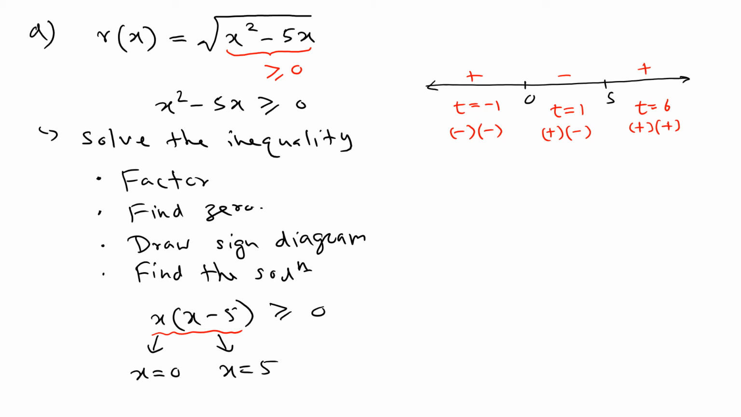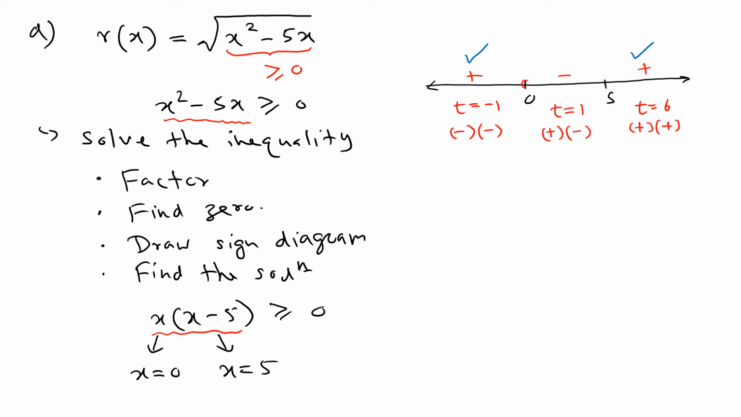Now we look at the inequality again and check what we need. According to the inequality, it has to be greater than or equal to 0. That means we are looking for the intervals which have a positive sign. That means those two are the intervals. So we check that. That's the right interval. And then since there's an equal sign here, you are also going to include the corner points.